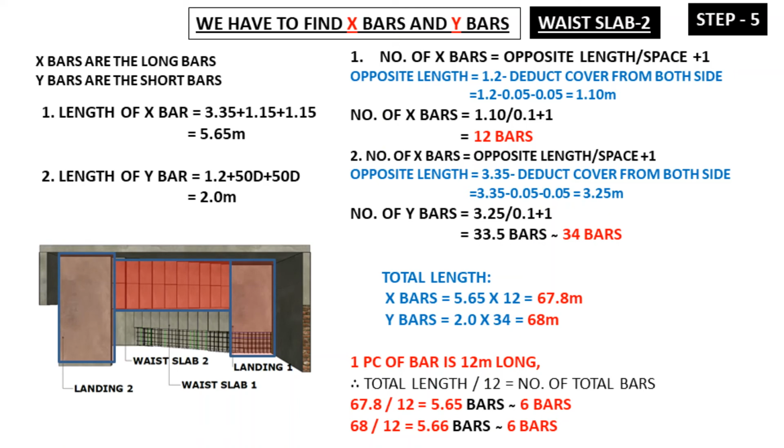Again we have to find X bar and Y bar of waist slab 2. Everything is going to be the same, but here for the length of X bar, we have to take the total length of waist slab plus landing 1 plus landing 2. From the image, you can get why we are taking landing 1 plus landing 2. Repeat all the steps till you get the number of bars.